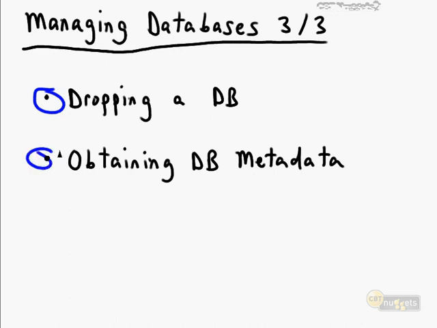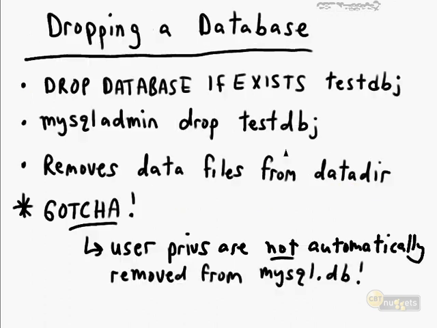In the second half of this nugget, we'll take a closer look at obtaining database metadata. Thus far, we've been using the show command quite a bit, and that works fine as far as it goes. However, in this nugget, I'd like to introduce you to the information schema system database, and I'll show you some more flexible and robust ways to get data about data.